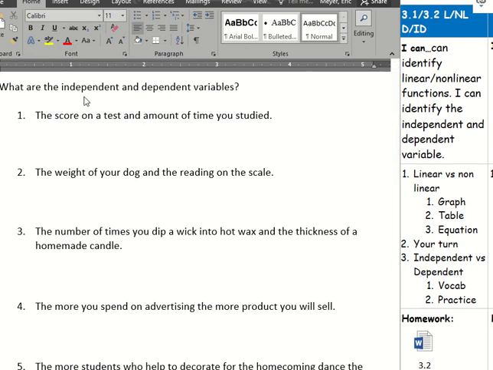So I'm going to color code these. My independent, I'm going to call red. My dependent, I'm going to make blue. So which one of these changes the other one? The score on a test and the amount of time you studied. Well, my score is dependent on how much time I studied. The weight of your dog and the reading on the scale. Well, the reading on the scale is dependent on the weight.